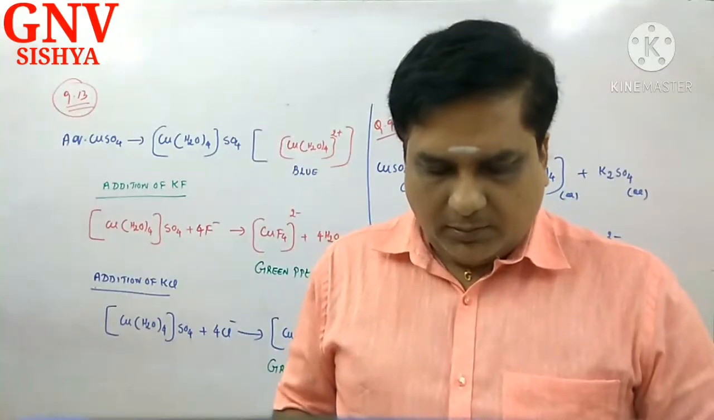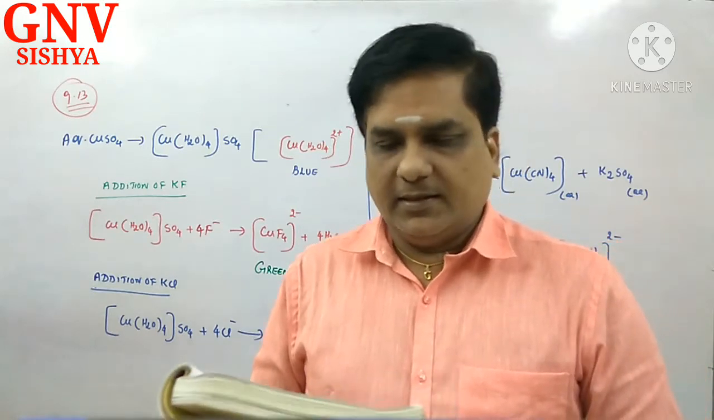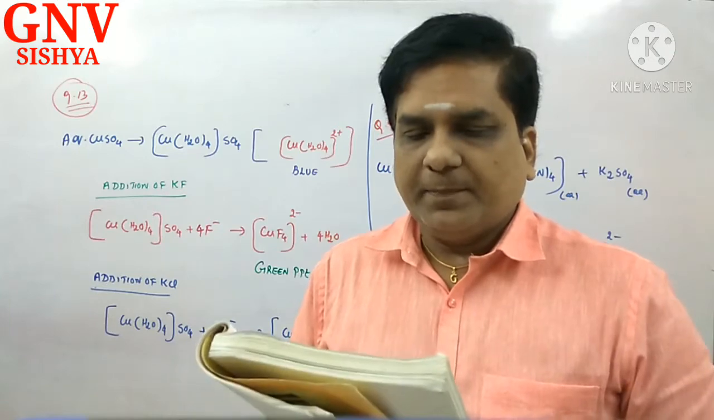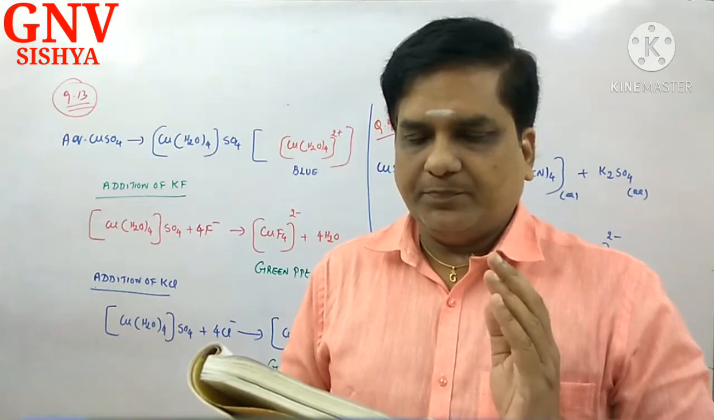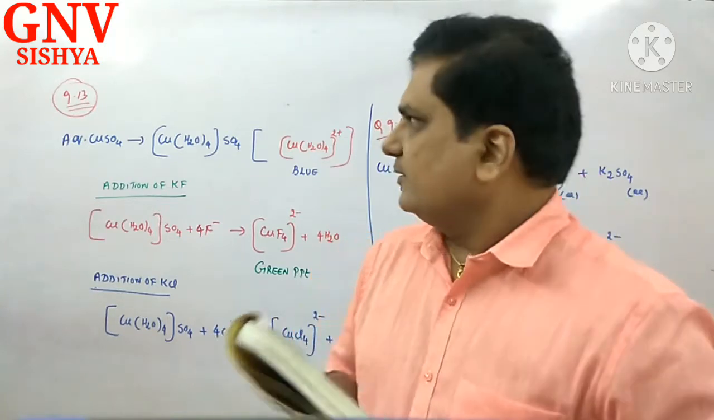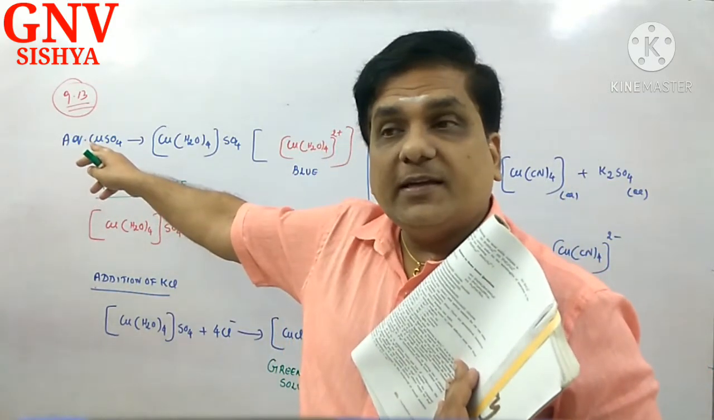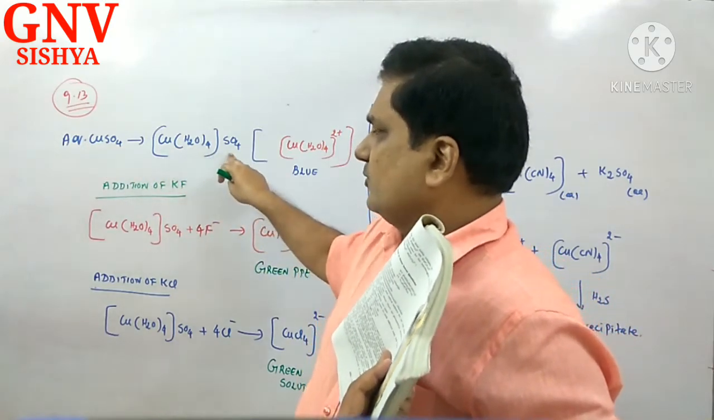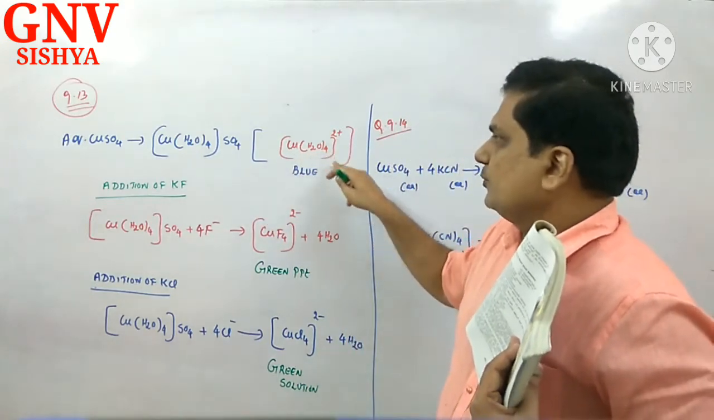Okay. Now we are going to discuss very interesting concept-based questions. Question number 13. Aqueous copper sulfate solution is blue in color. You know very well that aqueous copper sulfate is [Cu(H2O)4]SO4, where the blue color is due to the ion [Cu(H2O)4]2+.